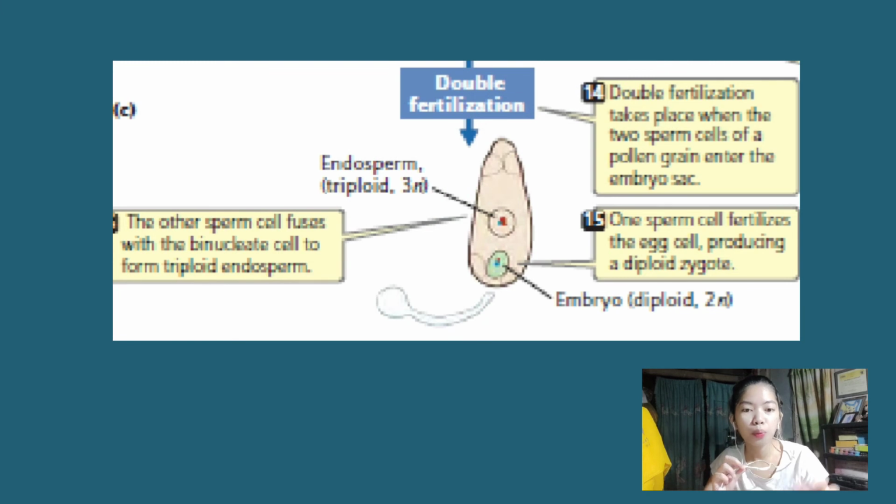When the pollen is attached to the stigma of the pistil through biotic vectors, double fertilization takes place when the 2 sperm cells of a pollen grain enter the embryo sac. The tube cell creates a tube down through the style to the ovule, and the generative cell produces 2 sperms that travel down the tube. One sperm cell fertilizes the egg, producing a diploid zygote, and the other sperm cell fuses with the binucleate cell, otherwise known as the endosperm mother cell, to form triploid endosperm.